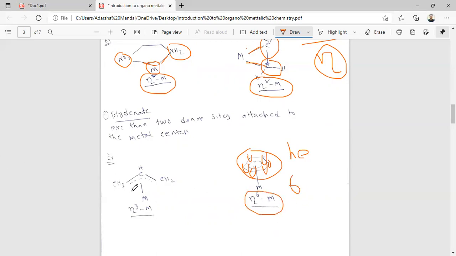And another example is allyl. This allyl moiety has a total of 3 donating sites. The 3 carbon atoms will donate to the metal center. So here the hapticity is 3, and it is denoted by eta 3.